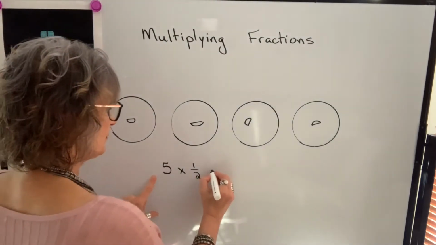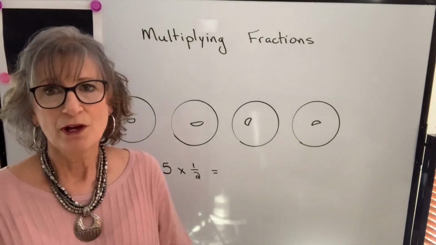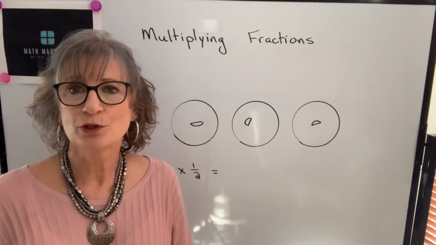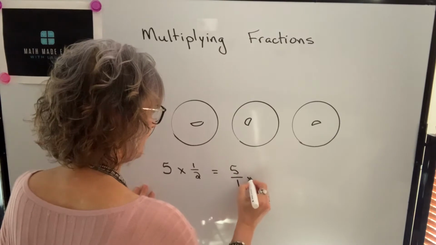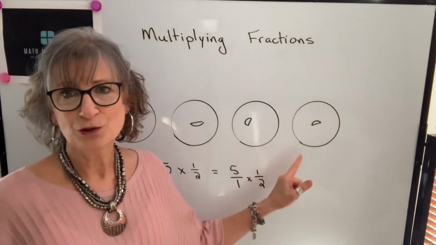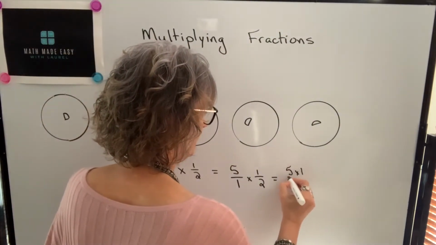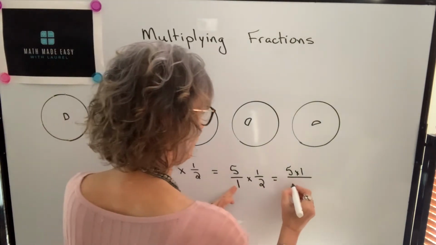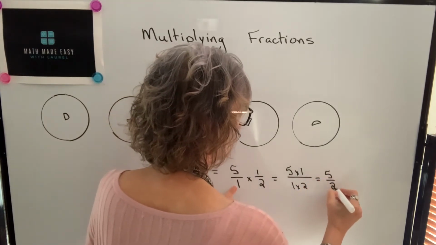So the way that we would multiply this, we have to write 5 as a fraction. When you have a whole number and it's not a fraction, the way you express it as a fraction is you put it over 1. So 5 would equal 5 over 1. And then when you multiply by 1/2, the rule is you multiply the numerators. So we would go 5 times 1. And you put that over the product of the denominators. So you multiply the denominators. 1 times 2. That will be 5/2.